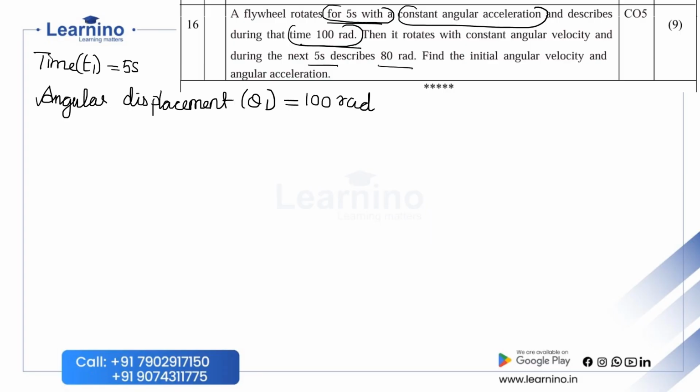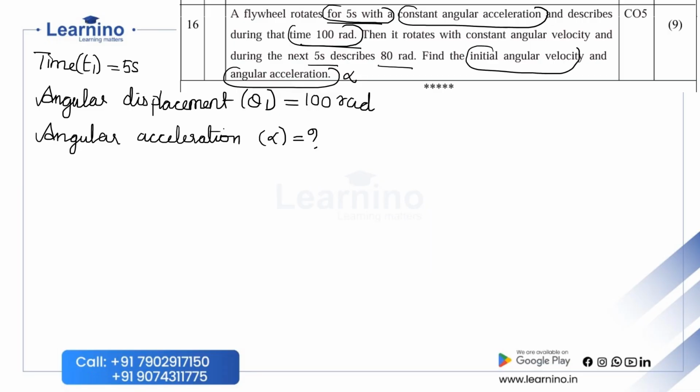And they asked us to calculate the angular acceleration. Angular acceleration we use to represent with the letter alpha. So I am representing angular acceleration as alpha, and that is an unknown. Next they asked us to find the initial angular velocity.